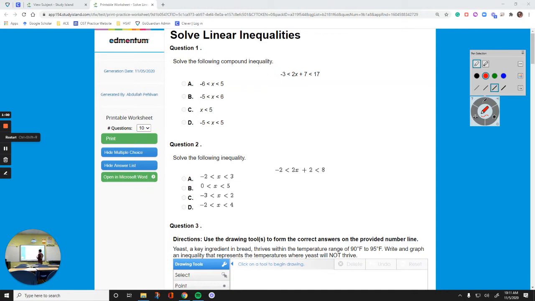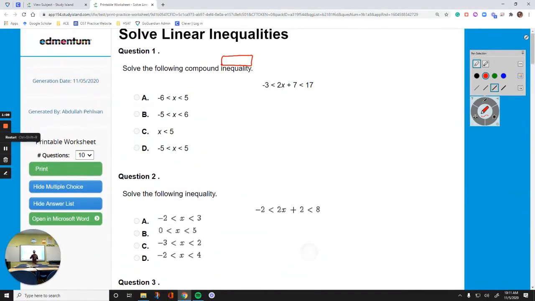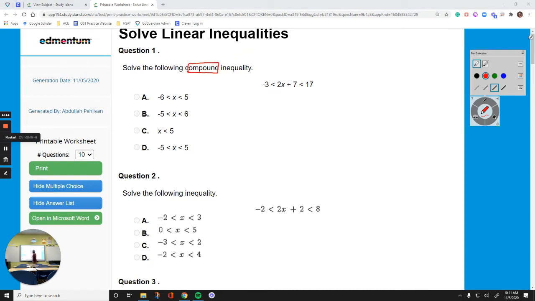Okay, so the first question is about a compound inequality, which means when we put two inequalities together, when we combine two inequalities together, it becomes a compound inequality. Let's get started. So the point is always the same.